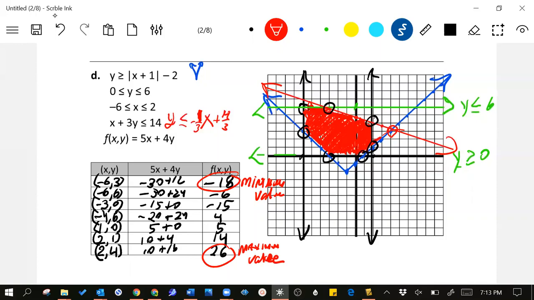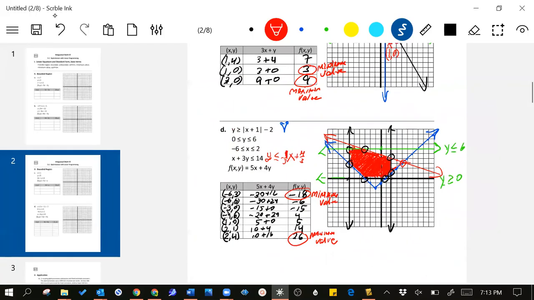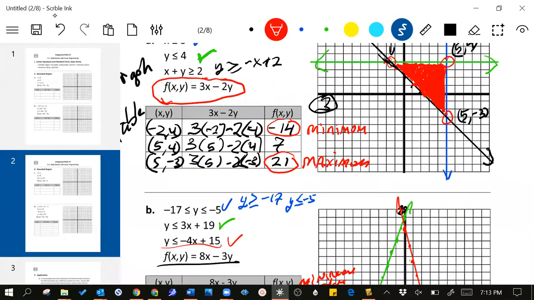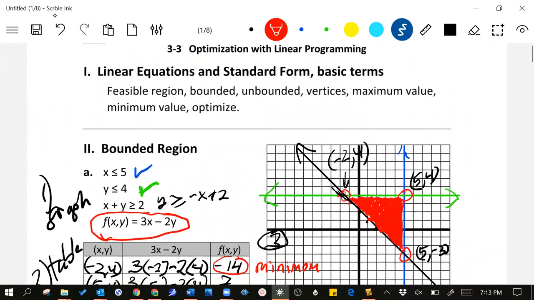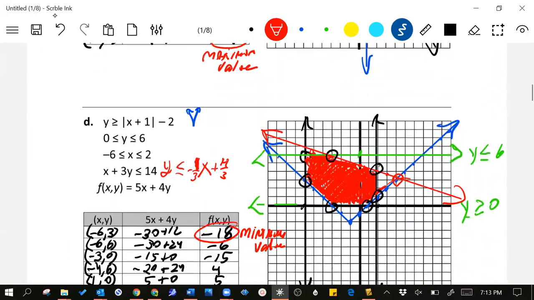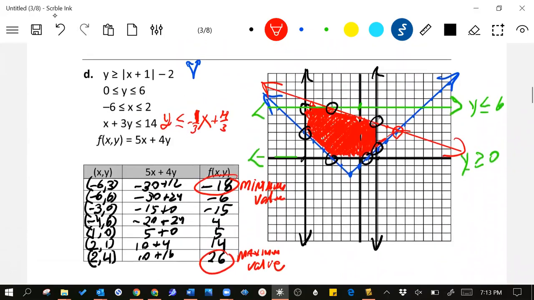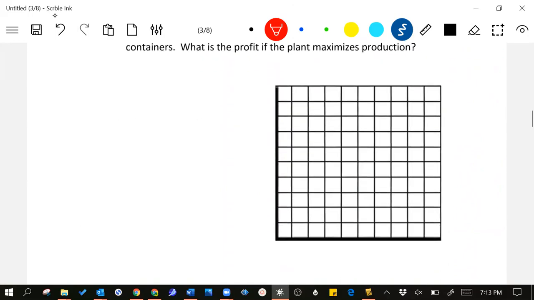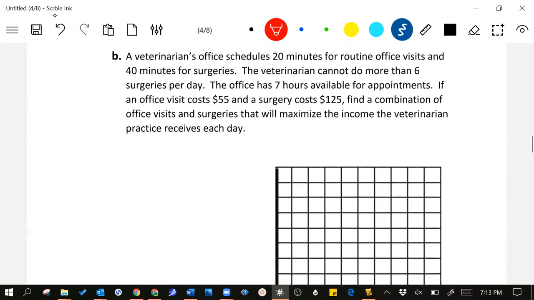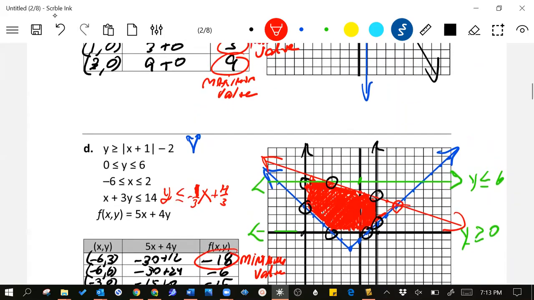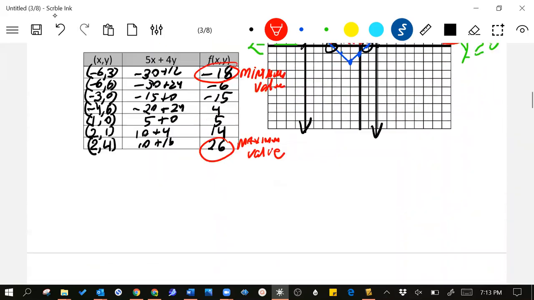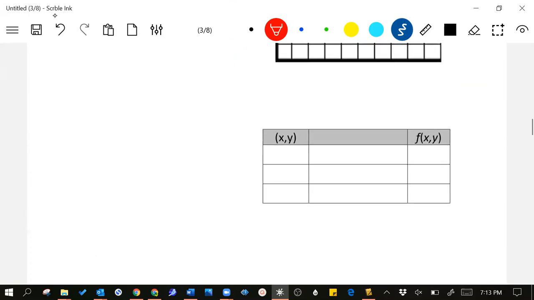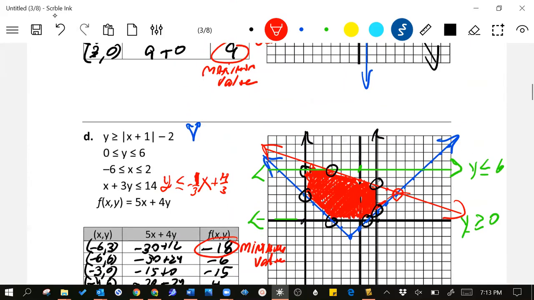Okay. Let's clean up the last little bit. All right. So what we've looked at here right now are bounded regions, 4 of them, where you have these things given to you. Okay. I'm going to call that part 1 of this lesson. And in part 2, we're going to look at these 2 application problems. All right. And a little bit of something else afterwards. Okay. So this is part 1 of the optimization with linear programming.